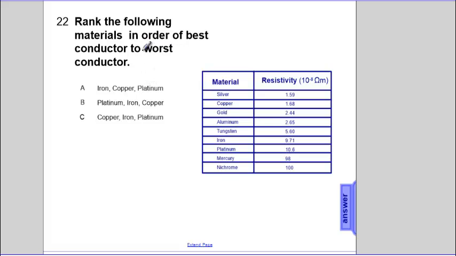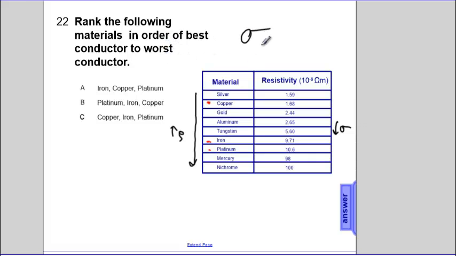So in this problem, we're going to rank the materials in order from best conductor to worst conductor. If you look, we deal with iron, copper, and platinum. So we're going to deal with these: copper, iron, and platinum. We'll draw dots next to these just to keep track. As we go from the top to the bottom, we increase resistivity, and if we increase resistivity, we would be decreasing conductivity.